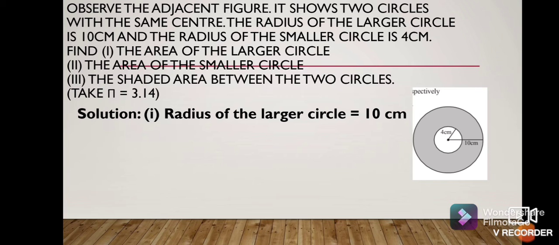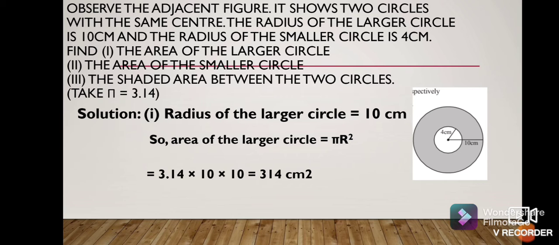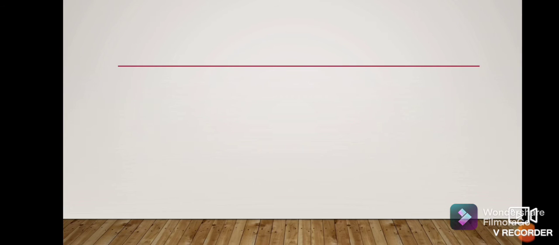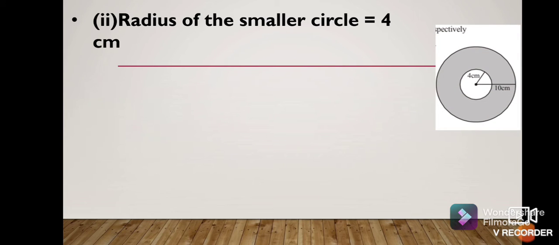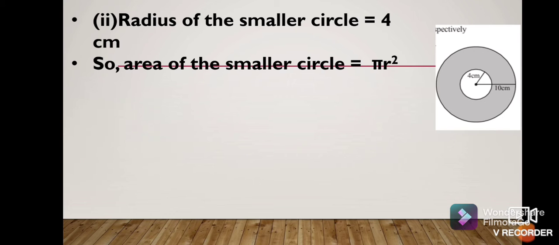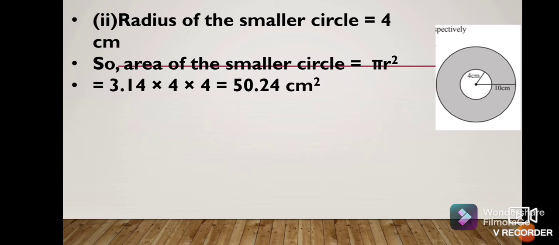Here the radius of the larger circle is 10 cm. So the area of the larger circle is simply pi into capital R square. Substituting pi value 3.14, R square is 10 into 10, so 3.14 into 100. Simply we get 314 centimeter square. That is the area of the larger circle, that is, the outside circle. Now again, the radius of the smaller circle is 4 centimeter. Then the area of the smaller circle is simply pi into small r square. Then 3.14 into 4 into 4, we get 50.24 centimeter square.